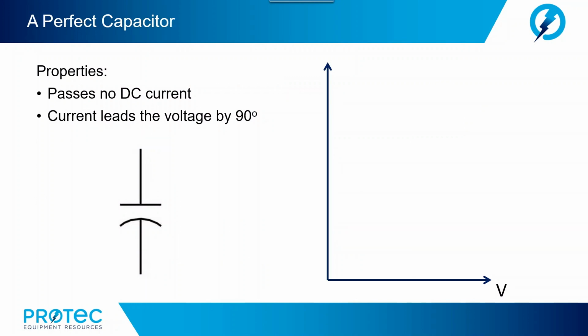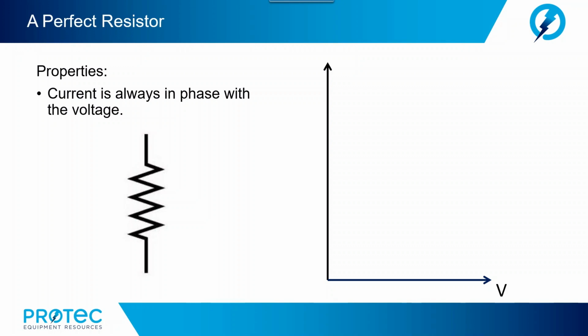All right, now let's just review the properties of a perfect capacitor. In a perfect capacitor, we do not pass any DC current. Instead, the current leads the voltage by exactly 90 degrees. And the total current that would be measured would be all capacitive charging current. In the case of a perfect resistor, the current is always in phase with the voltage, and the total current would be all of the loss component or the resistive current.